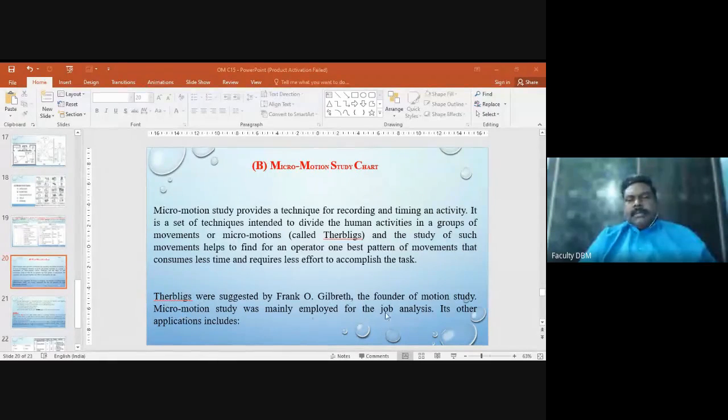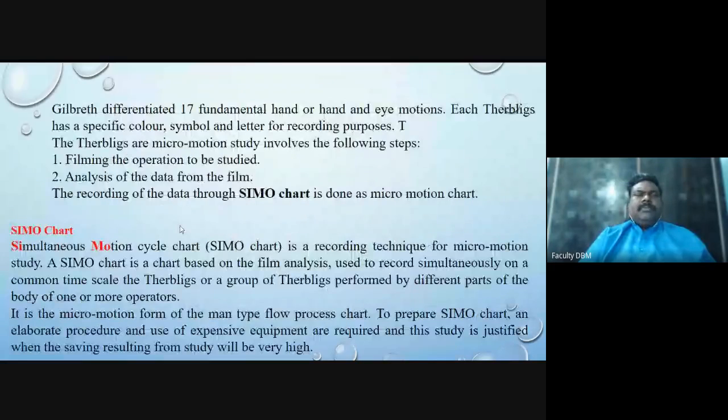Micro motion study is mainly employed in job analysis. The application includes therbligs. Gilbreth differentiated seven fundamental hand and eye motions. Each therblig has a specific color and symbol letter for recording purposes. The therblig or micro study involves the following steps: filming the operation studied, and analysis of data.